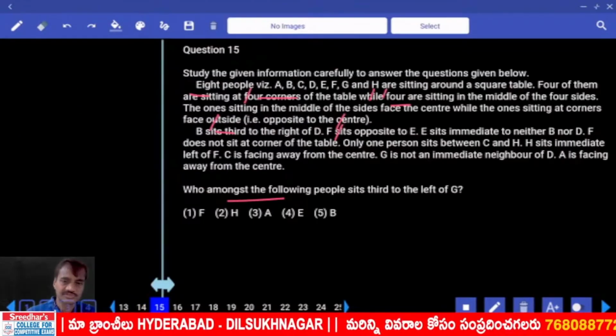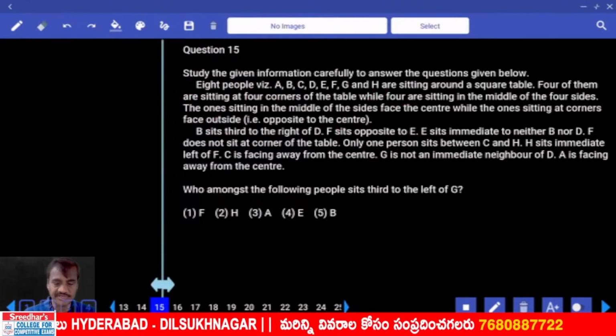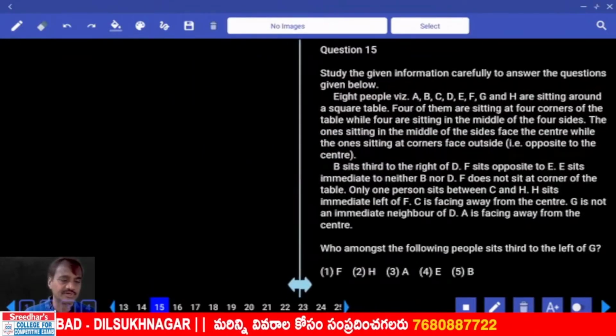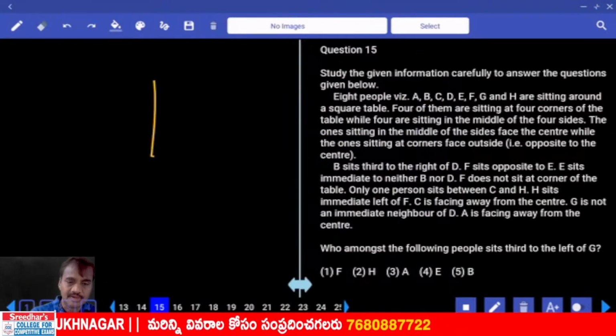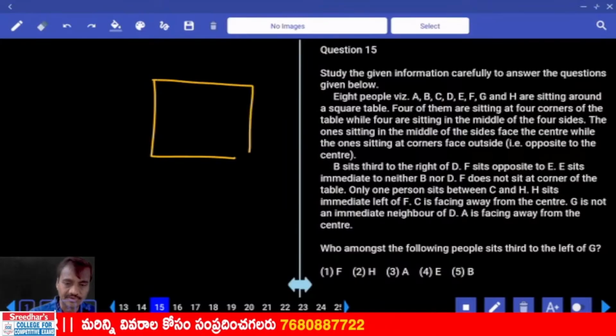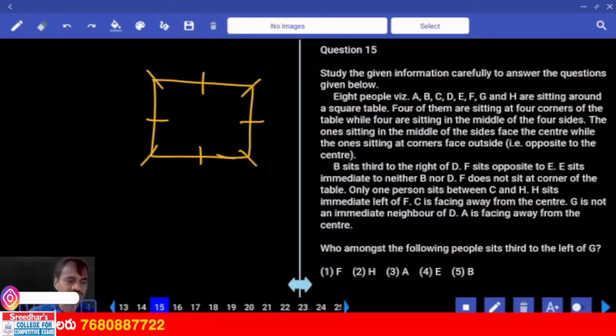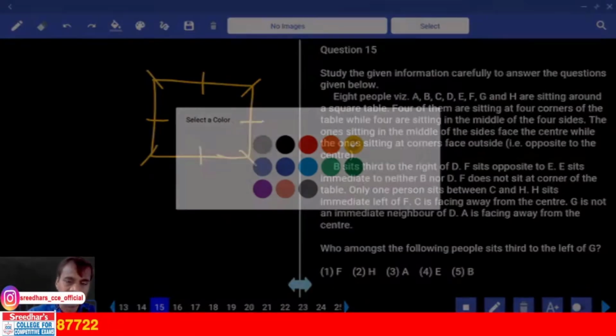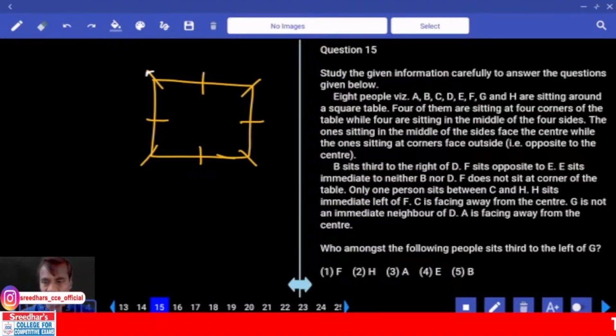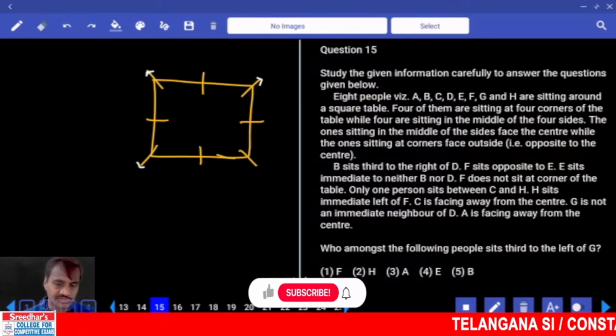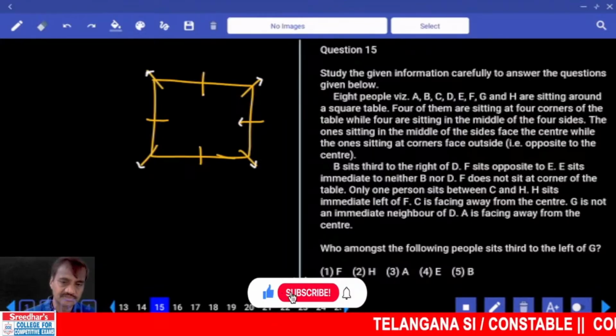Now 15 onwards. Now 8 people seated around a square table. No parameter added to this one. First or the second? Definitely first priority. Now out of which 4 persons at the centers and 4 at the corners. Now the persons who are at the corners are facing towards which direction? Away from the center. Now corners are away from the center and the middle of the sides are facing towards the center. Now this is how these 8 persons were seated.